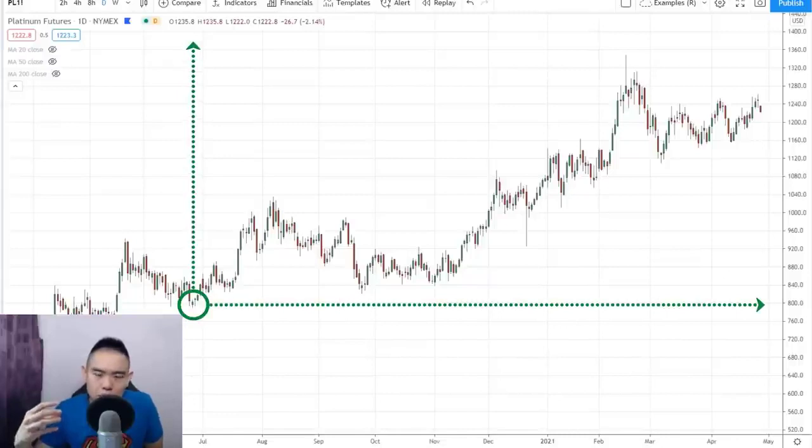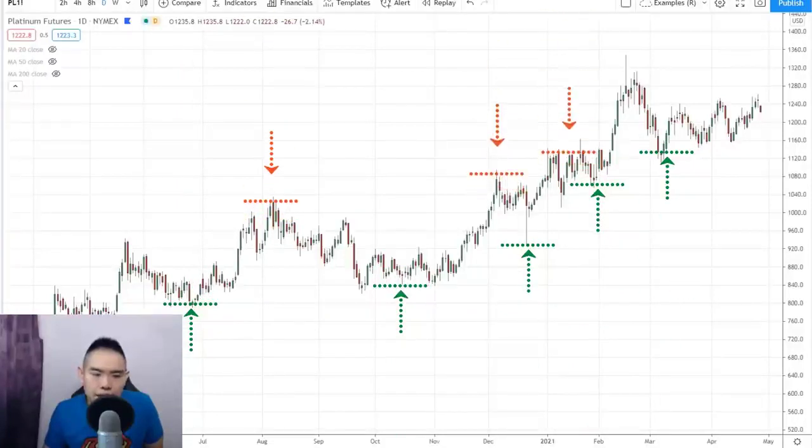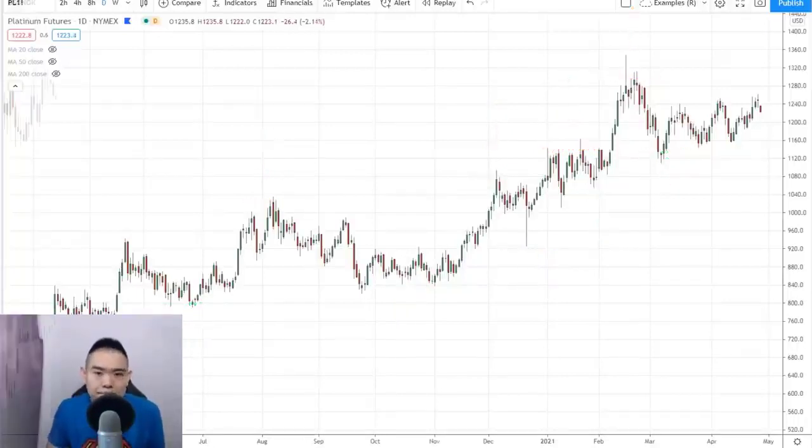And if you look at the more granular details, you see a series of higher lows and higher highs. Of course, I didn't draw every higher high and low on this chart. The main thing is just to pay attention to the major swing points, and see whether it's heading higher, lower, or just stuck getting nowhere. What we call a range market.